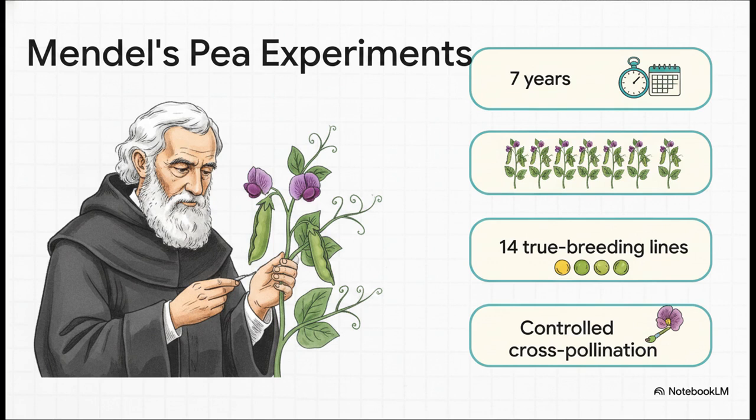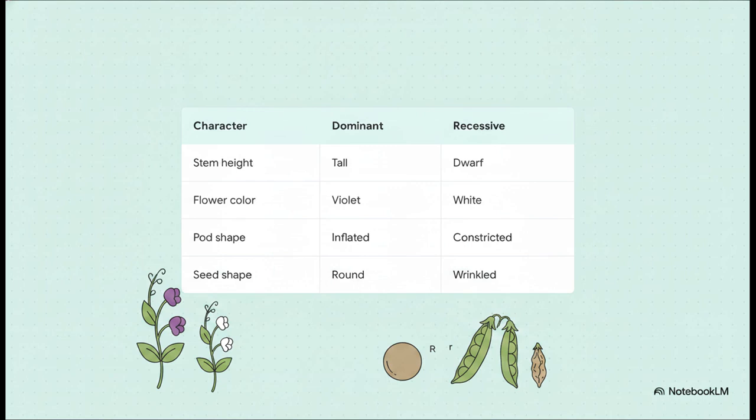The sheer scale and dedication of his work was just astonishing. Mendel brilliantly isolated 7 specific pairs of contrasting traits, setting up this perfect binary framework. Stem height, it was either tall or dwarf. Seed shape, round or wrinkled. There was no in-between whatsoever. This simple binary setup was genius because it allowed him to clear away all the genetic noise and track exactly how a single character was passed down.